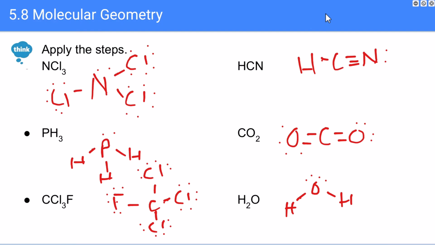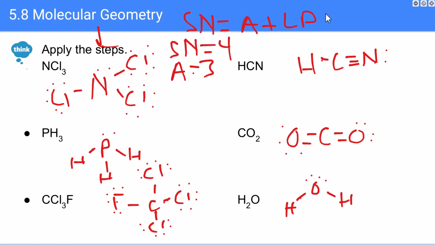All right, so now we want to apply the steps that we just talked about to determine the geometry of these structures. The first thing I want to look at here for NCl3 is what is my steric number? That is how many regions of electron density or electron groups are attached to my central atom. Remember, I'll just use the term steric number, that is atoms plus lone pairs on your central atom. So if I look at this very first one, my steric number is 4 because I have 3 atoms and 1 lone pair attached.